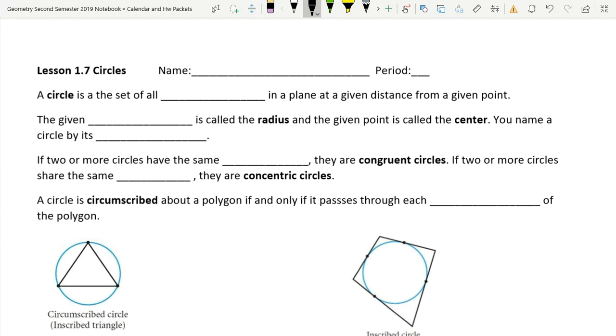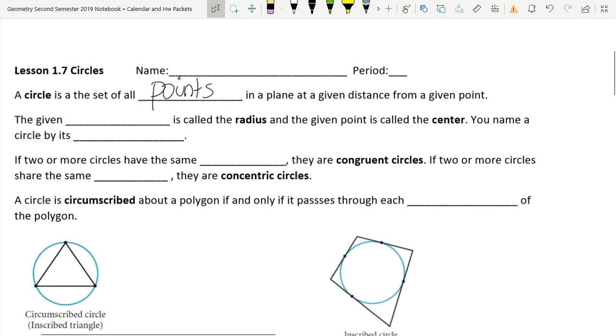A circle is a set of all points in a plane at a given distance from a given point. The given distance is called the radius, and the given point is called the center, and you name a circle by its center.